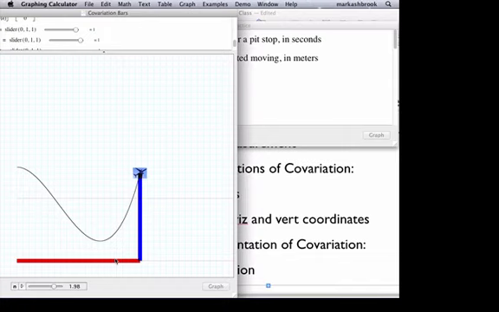So what's G of A? Just the distance. Which distance? You have to explain what A is. It's the distance it travels in the first A seconds after leaving the pit stop. See, this is always about how long since we left the pit stop. So the input is how long since we left the pit stop, and the output represents the distance it went in that time.